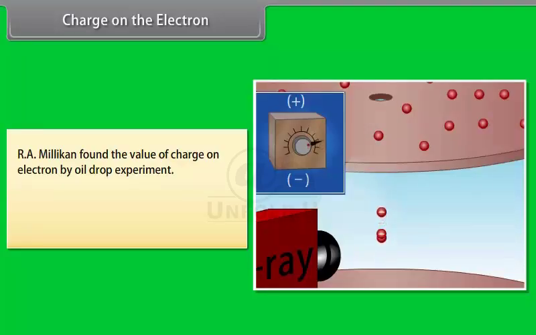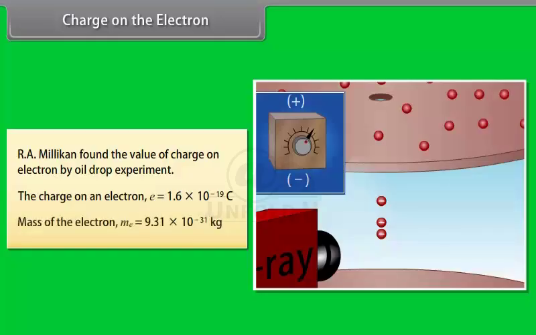The X-rays ionize the molecules of air. One or more electrons thus produced may be absorbed by an oil droplet. Thus, the charge on an electron, e, is equal to 1.6 × 10^-19 coulomb. Mass of the electron, me, is equal to 9.31 × 10^-31 kilogram.